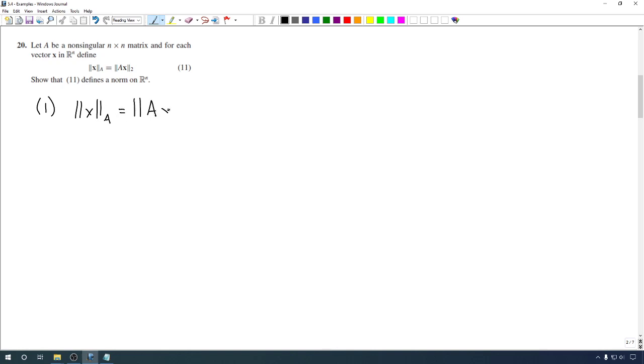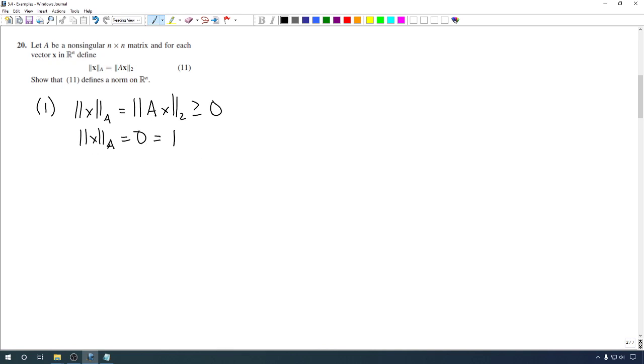But since it's defined in terms of the 2 norm, and this thing only ever spits out non-negative numbers, then it's definitely always going to be non-negative. So that part is really easy. But what about if we have that the A norm equals 0? How can we show that means that x has to be the 0 vector?